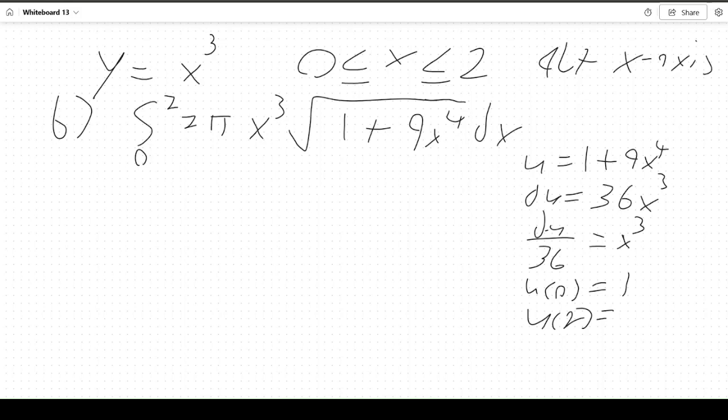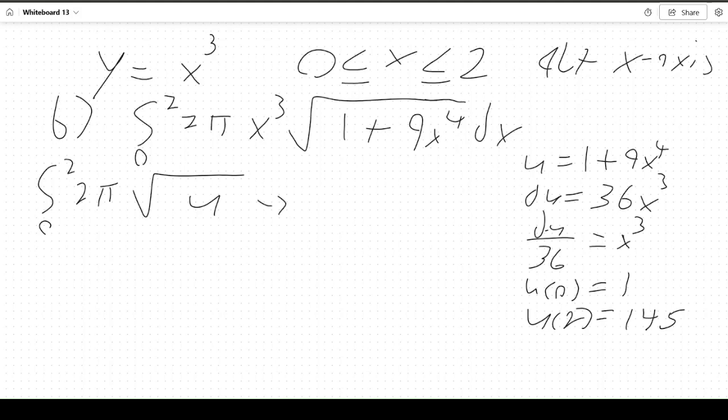And plus 1, that'll be 145. So we're done with this section. Now we've got to just do it. So now we've got this, and we leave the x to the power of 3 alone right now, and we can just put in our u.